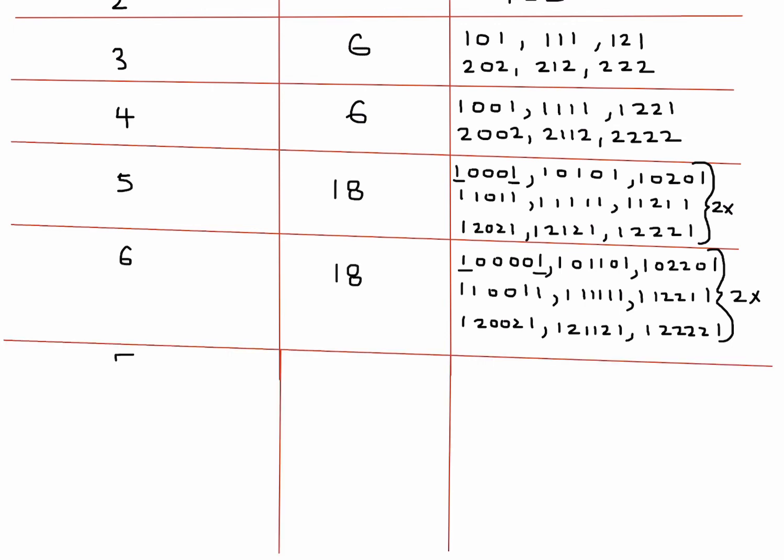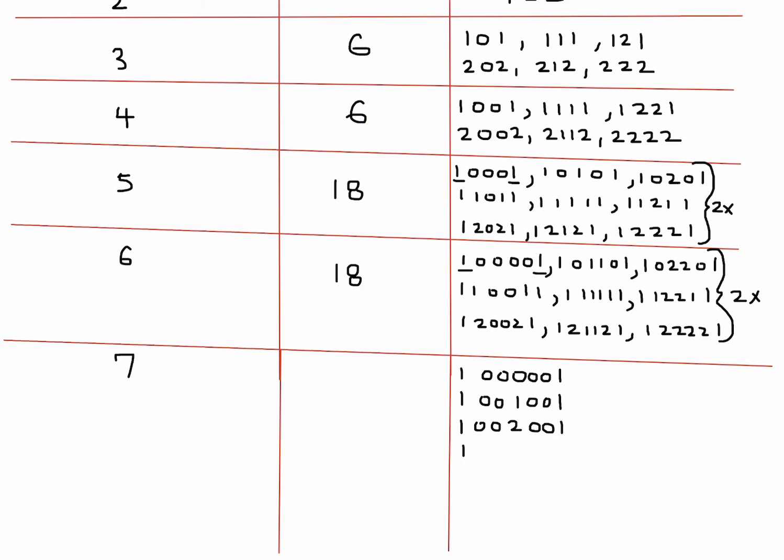So now we come to the very last case, which is 7 digits. All right, 7 digits. So here we go. 1, and then 5 digits in the middle, like that. 1001001. 1002001, like that.